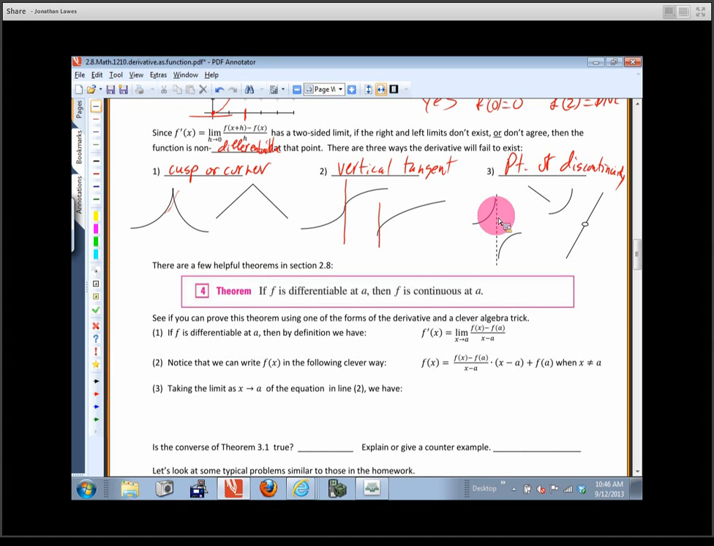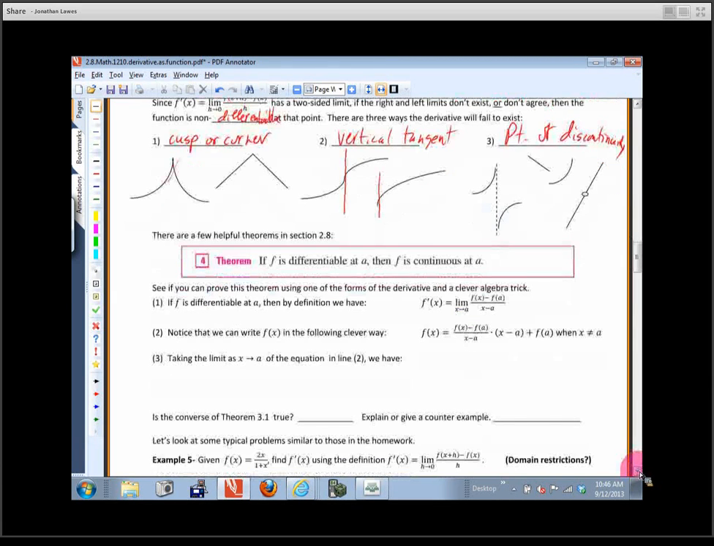Okay? And the pieces are connected. Okay? So you have cusp or corner, vertical tangent, and then all three laws of continuity. Yeah, any type of discontinuity is going to make it so the function is not differentiable. Any type of point of discontinuity. Okay, we lump them all together.